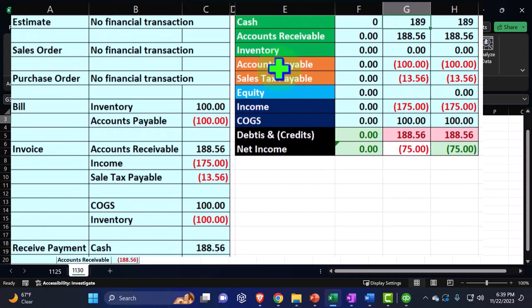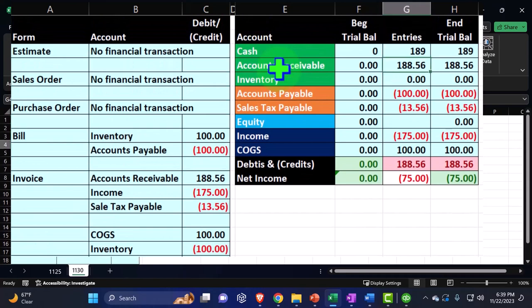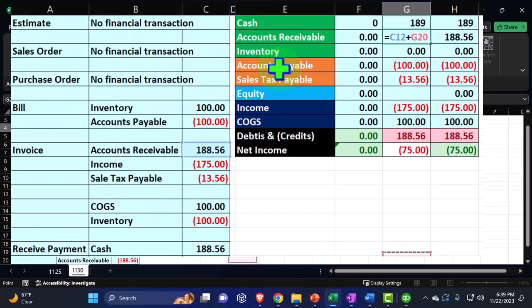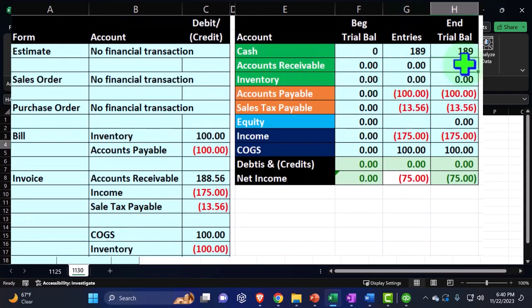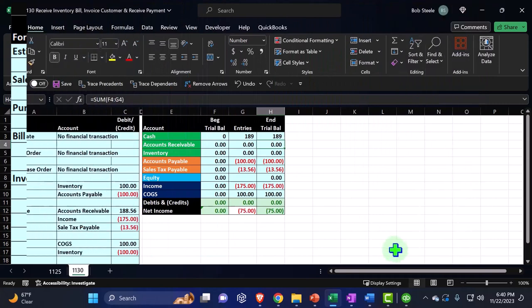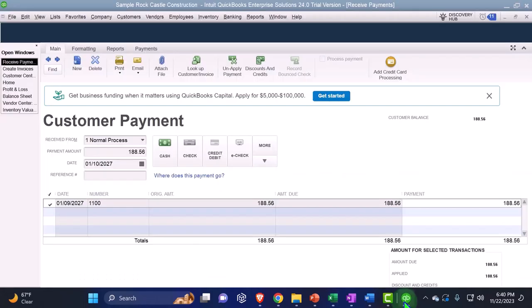And the AR goes down. So that's going to be the normal process, but again, tracking this subledger for AR becomes the issue. It's easy with debits and credits because you don't have the subledger.